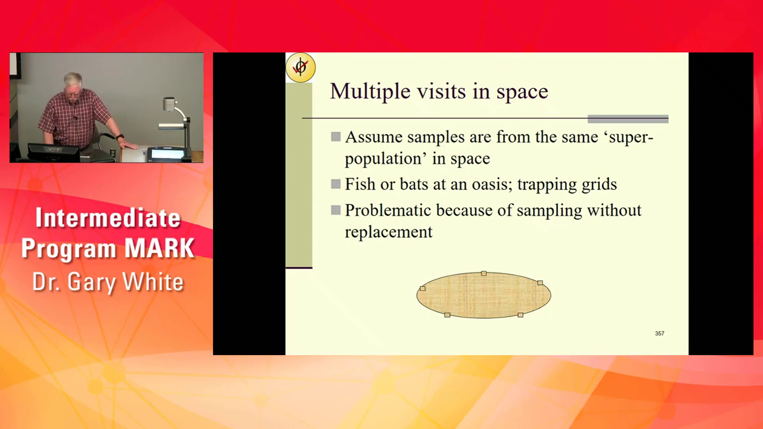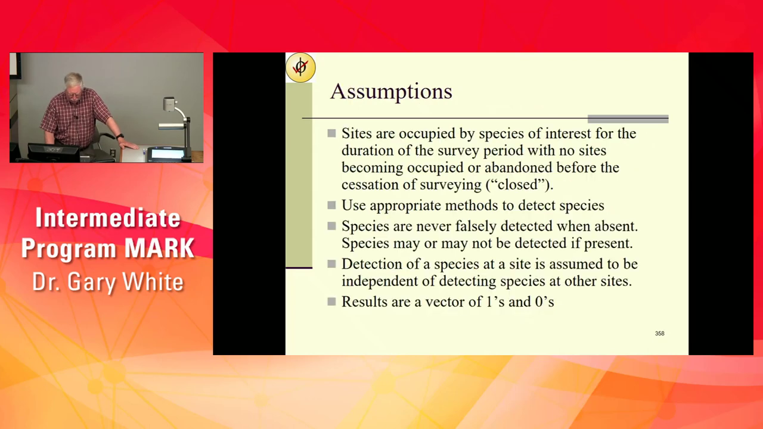That's a cul-de-sac that we really don't want to get into this early in the talk. Okay, so assumptions. Sites are occupied by the species of interest for the duration of the survey period. Use appropriate methods to detect. Not falsely detected. That's the big one. You can't have false detections. You get back a vector of zeros and ones. Detection of a species at a site is assumed to be independent of detecting the species at other sites and also assumed to be independent on your site.